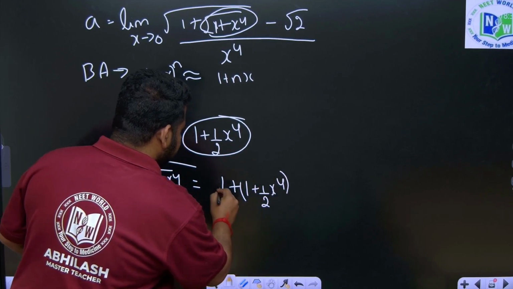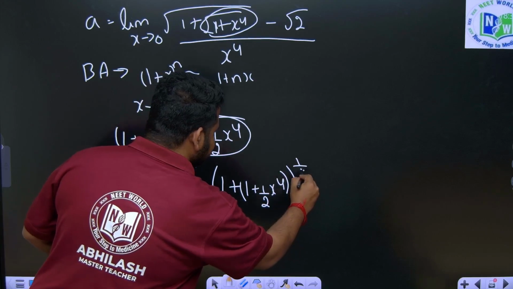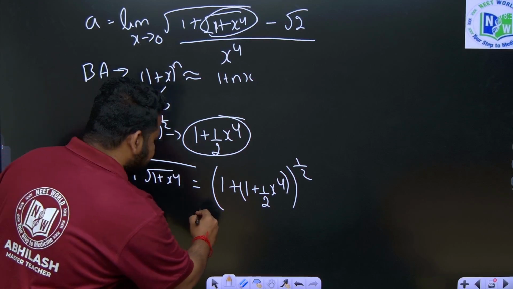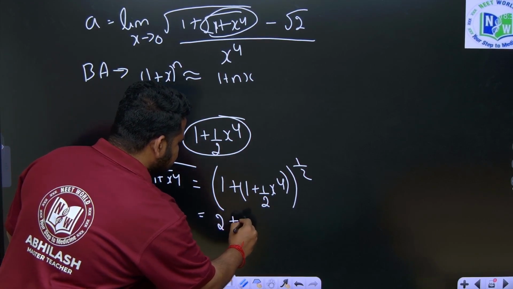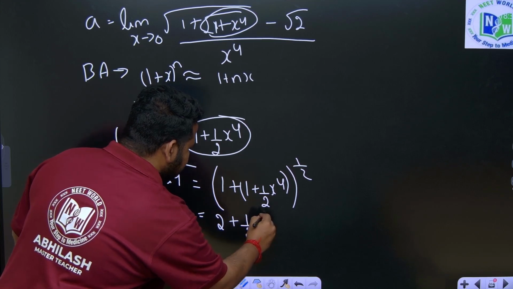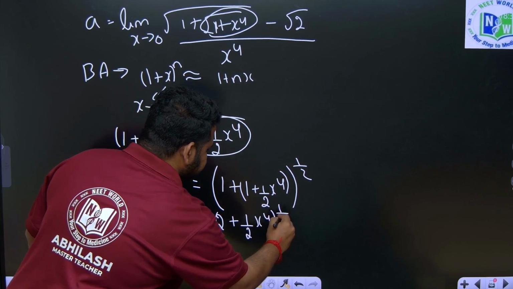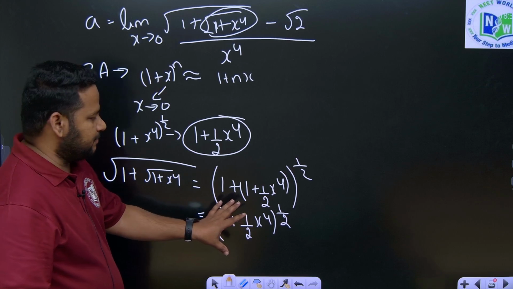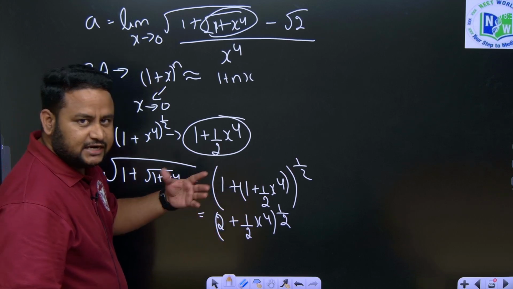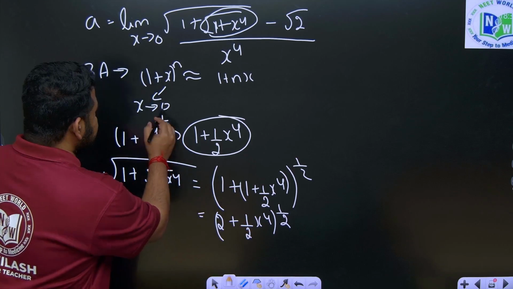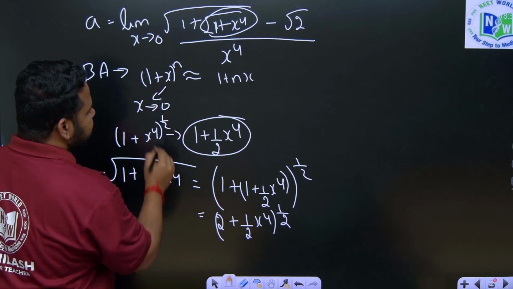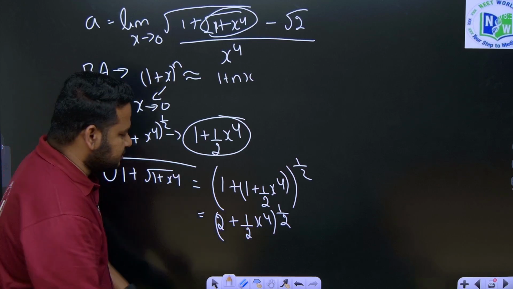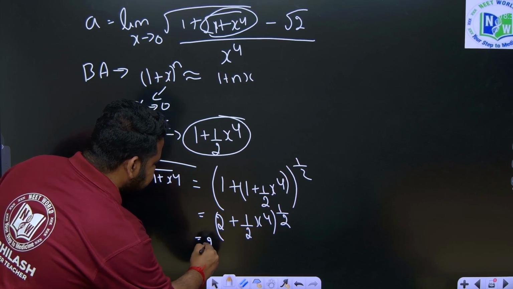The whole expression is to the power of 1 by 2, because I am removing the square root. So this will become 2 plus 1 by 2 x to the power of 4, whole to the power of 1 by 2. Here again I can apply binomial approximation, not binomial theorem. But here, the coefficient of x is 1 in the standard form, whereas here it is 1 by 2, so I should make it 1. So I can take 2 common. If I take 2 common, this will become what?